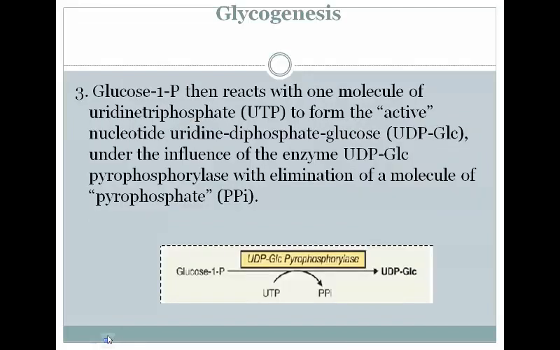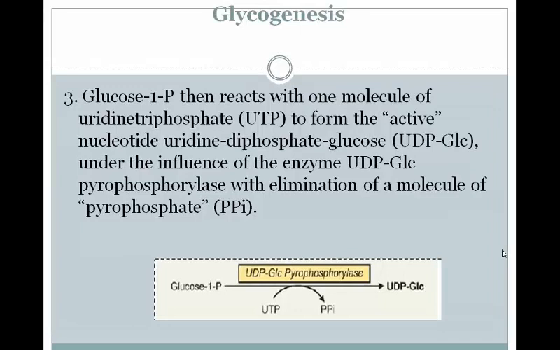In the third reaction, uridine diphosphate glucose is formed from glucose 1-phosphate. This requires the enzyme UDP glucose pyrophosphorylase and uridine triphosphate. The glucose 1-phosphate reacts with uridine triphosphate, and then it forms the active nucleotide, the uridine diphosphate glucose moiety.